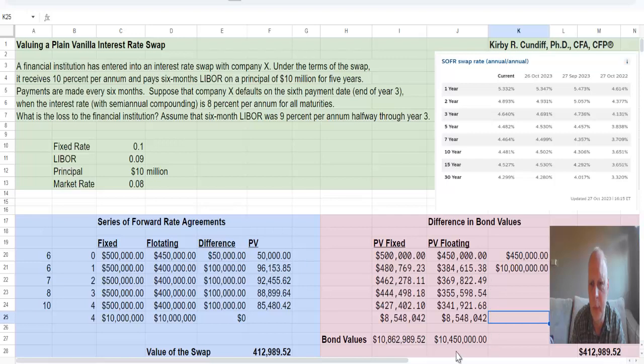So summing all these up, we again get $10,450,000 is the present value of the floating rate bond, $10,862,989.52 is the value of the fixed rate bond. You subtract one from the other, and you get the same number as we had over here, $412,989.52. So either way, you get the same value of the swap at the time of default.